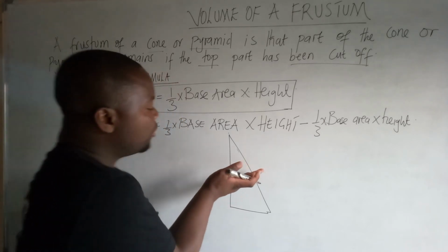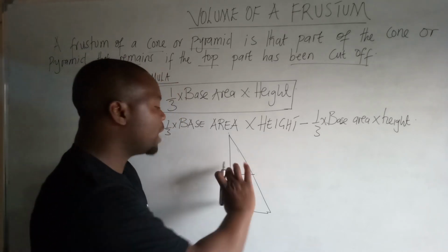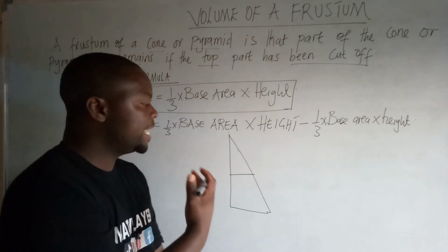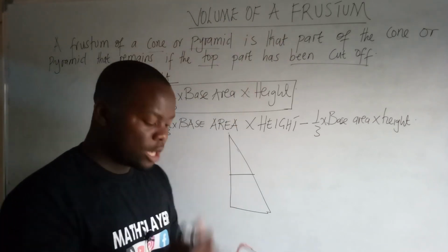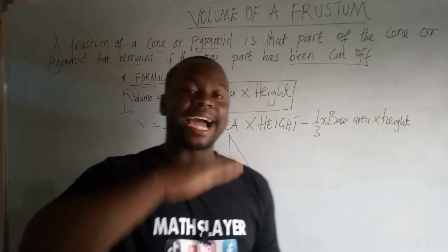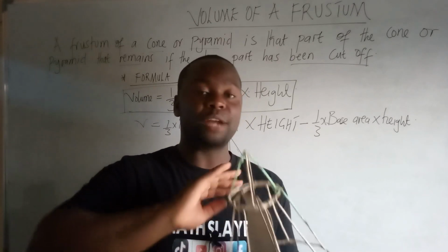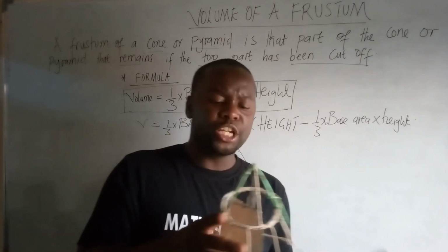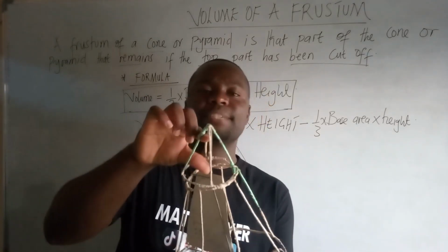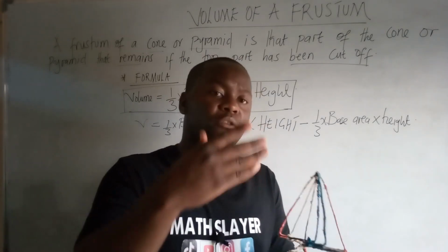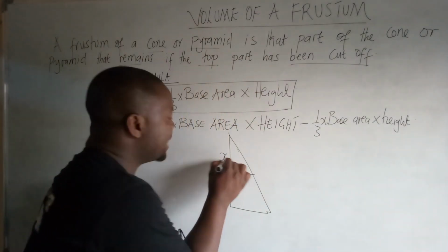So the smaller triangle is the one which is being cut off so that you can remain with a frustum. After you realize that with a frustum there is a part that we cut off, for example from a cone or a pyramid, you now need to know the height of the smaller cone or the smaller pyramid, that part which is being removed, which is, for example, x.